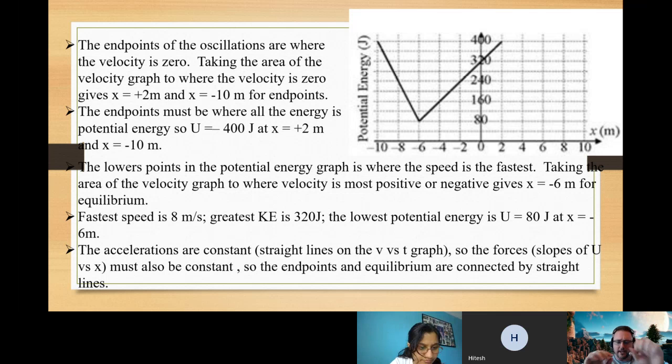Yes, I could have kind of used what I put on the screen, but it would have been very hard to write that or type that up. They want more words, more prose. That's exactly the word they kept using. The endpoint must be where all the energy is potential energy.